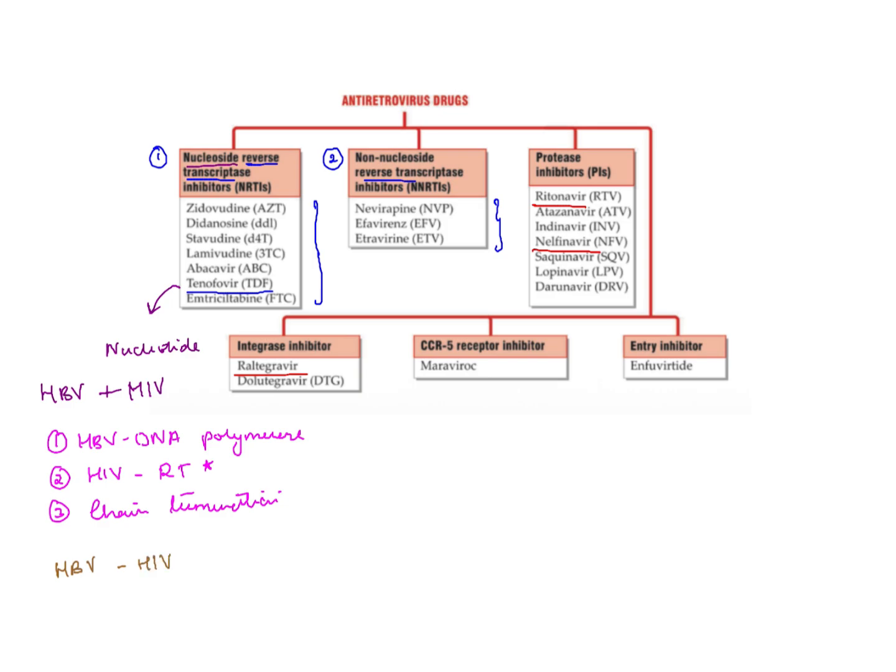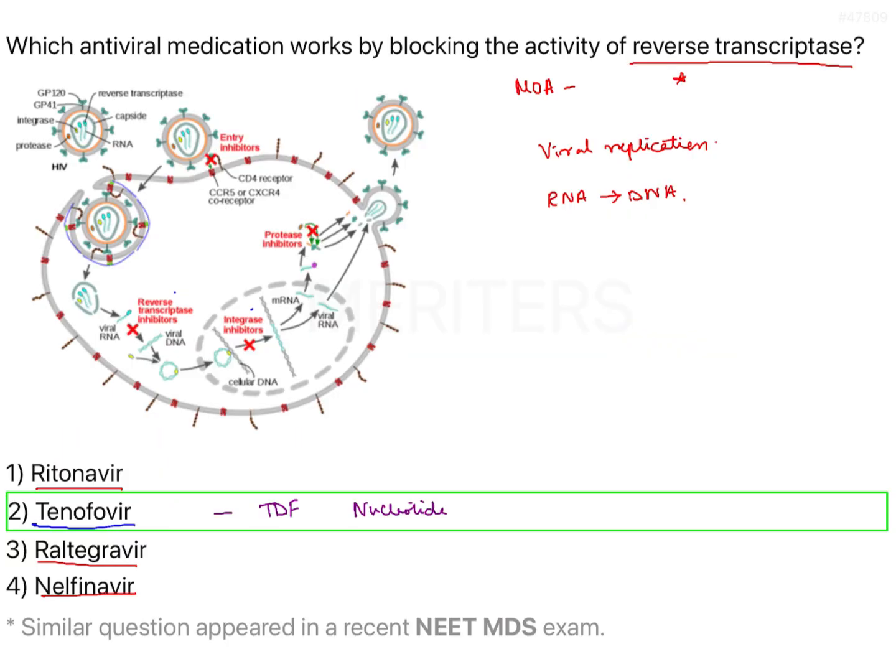So this nucleotide is active against both HIV and HBV, and because of its good tolerability, tenofovir is now included as the first line anti-HIV regimen prescribed by NACO and WHO. So this is a very important drug for antiretroviral therapy. All right. So tenofovir is the antiviral medication which works by inhibiting the activity of reverse transcriptase.